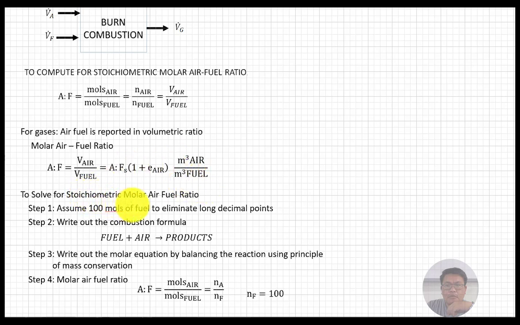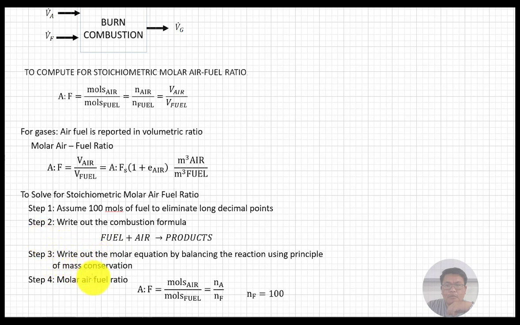Now to solve the stoichiometric molar air fuel ratio, we have step 1: we need to assume 100 moles of fuel to eliminate the long decimal points. So assume that. Step 2, we write out the combustion formula, that will be fuel plus air, and we have your products. Then for step 3, we need to write out the molar equation by balancing the reaction using the principle of mass conservation.